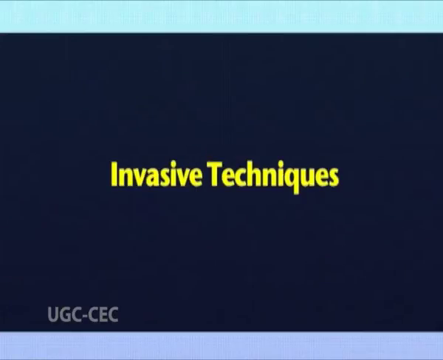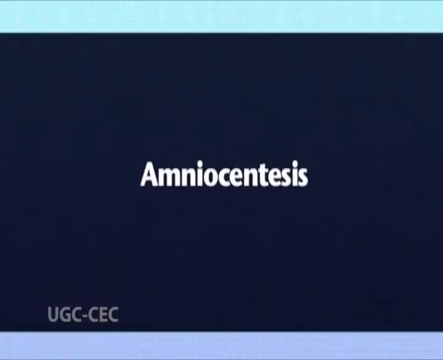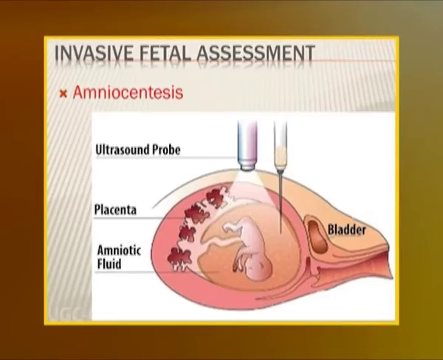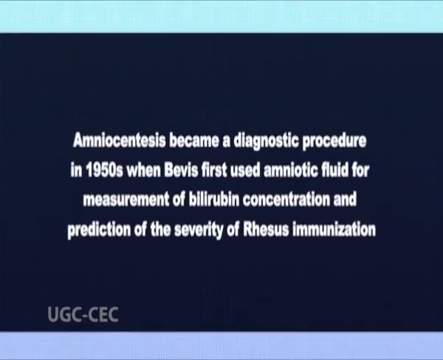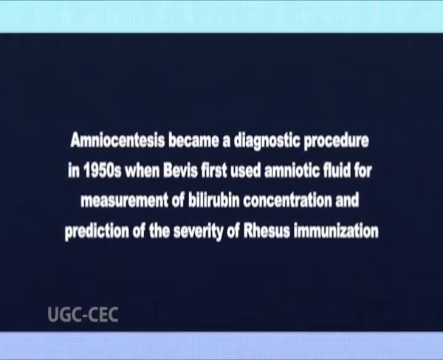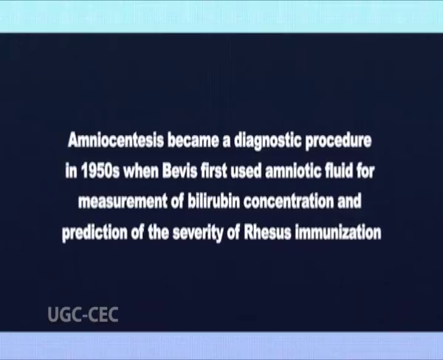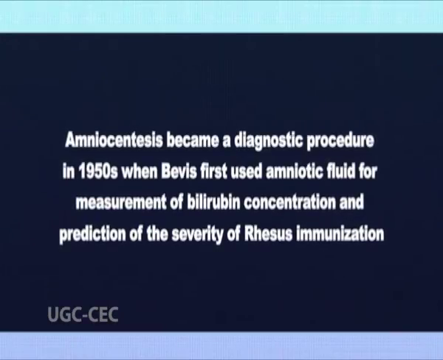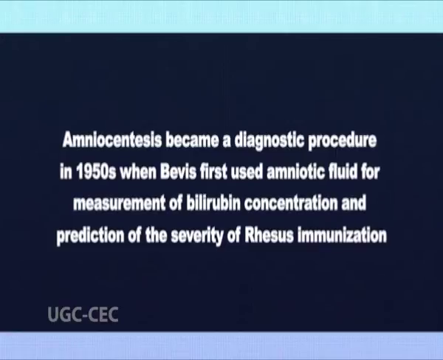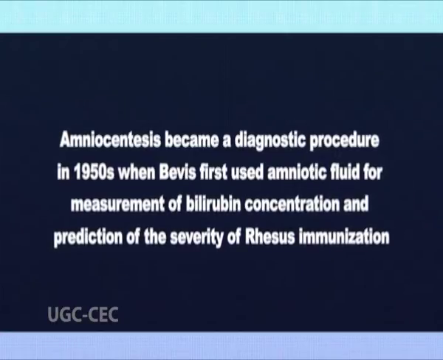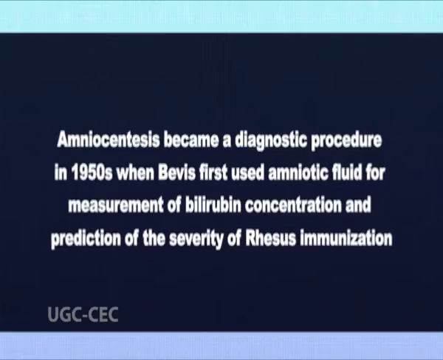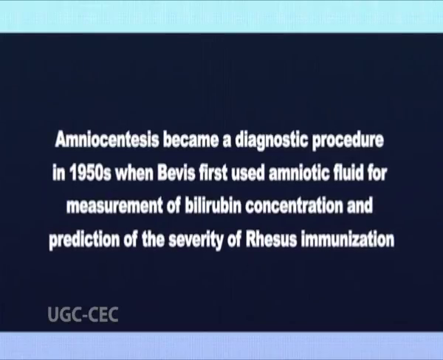Now coming to invasive techniques. First one is amniocentesis. This method was first performed as a therapeutic procedure more than 100 years ago for decompression of polyhydramnios. Amniocentesis became a diagnostic procedure in the 1950s when Davis first used amniotic fluid for measurement of bilirubin concentration and prediction of the severity of rhesus immunization.